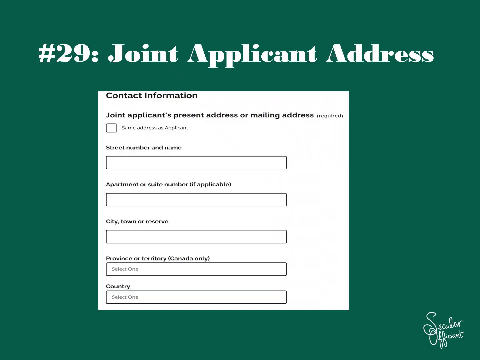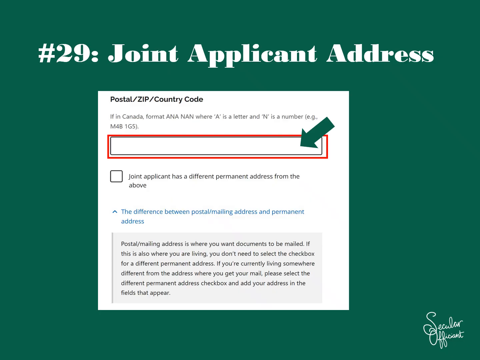Step 29 is inputting your partner's current address. Select the square box if your partner lives at the same address as you. If they live at a different address, include the street number and name, the apartment number or suite number if applicable, the city, town, or reserve. If they live in Canada, include the province or territory. The country will automatically indicate Canada when you select a province or territory. If they live outside of Canada, leave the province or territory box blank and select the country that they live in. Your partner will also include their postal code.